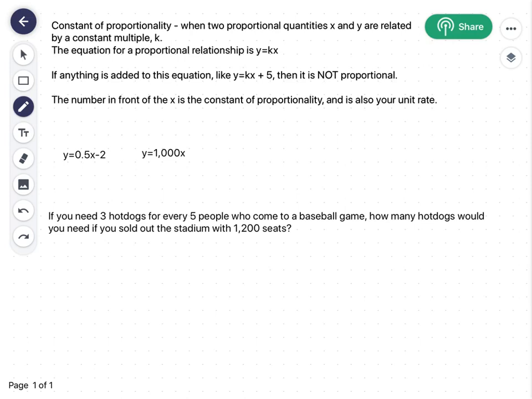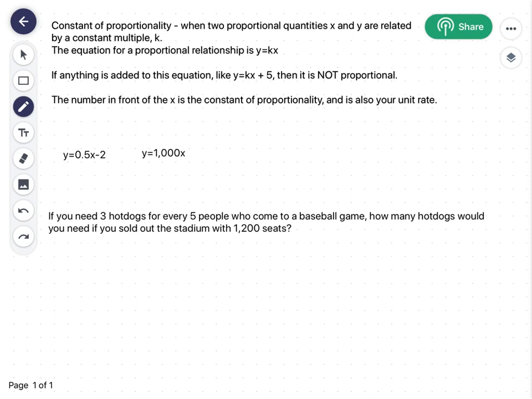All right, here we go for lesson 2.4. 2.4 is about something called the constant of proportionality. The constant of proportionality is when two proportional quantities, x and y, are related by a constant multiple, k. That makes absolutely no sense to most of you right now, but hopefully we will clear it up as we go along. So the equation for a proportional relationship is y equals kx.